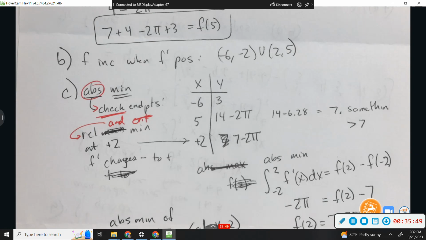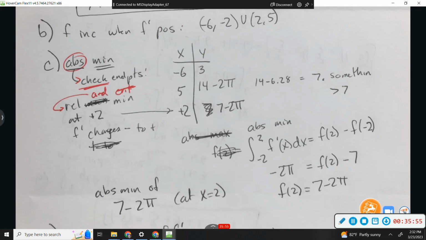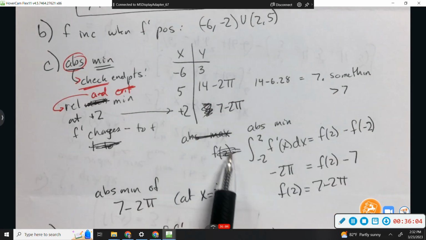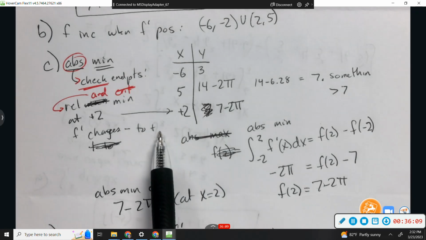So that was kind of annoying. I was hoping I could get by with just the endpoints, but no. So I got to go do that whole thing again to find f of 2. And then they do make me do a little bit of thinking here, because I've got to pick the smallest number out of 3, 14 minus 2 pi, and 7 minus 2 pi.